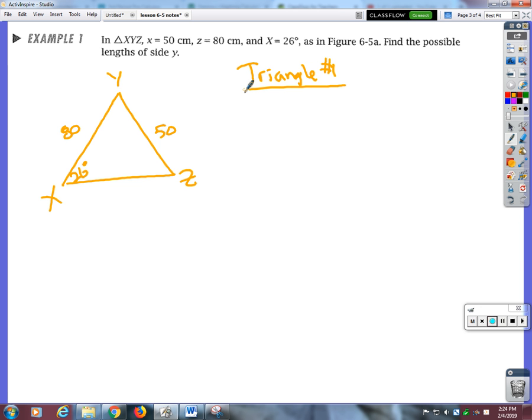Let's find the missing parts of triangle number 1. To do this, you do it the same way that we've been doing things in this chapter so far. What can I use to figure out one of the angles in that triangle? Okay, good. So I'm going to go sine of 26 degrees divided by 50 because that's an angle and a side that's opposite of it.